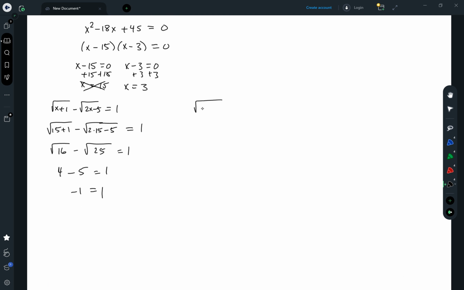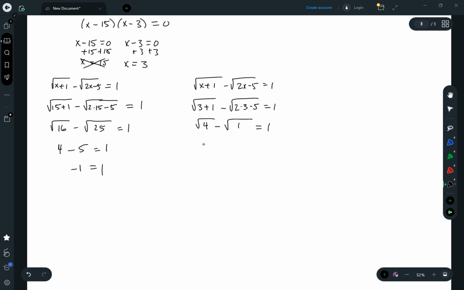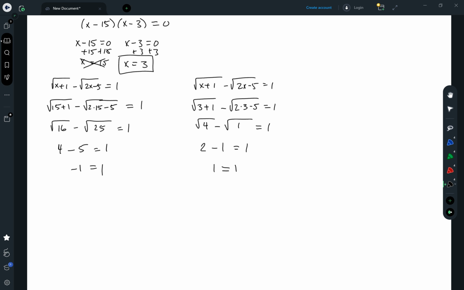Next, we'll check 3. When I plug in 3, I have square root of 3 plus 1 minus square root of 2 times 3 minus 5 equals 1. So I have square root of 4 minus square root of 2 times 3 is 6. 6 minus 5 is 1. And now I have square root of 4, which is 2. Square root of 1 is 1. And I can see here that I get a true statement when I plug in 3, which means that x equals 3 is the only solution to this equation.